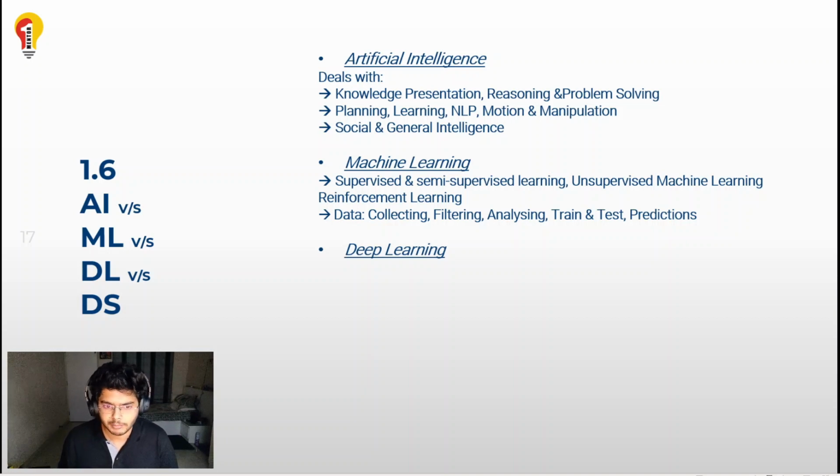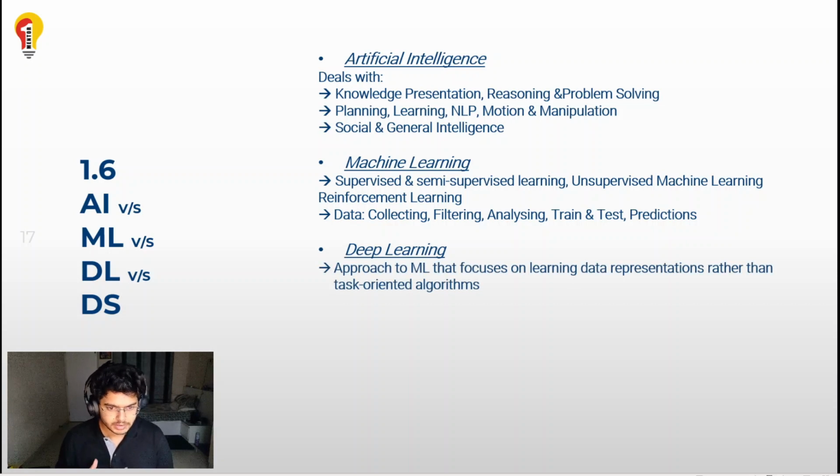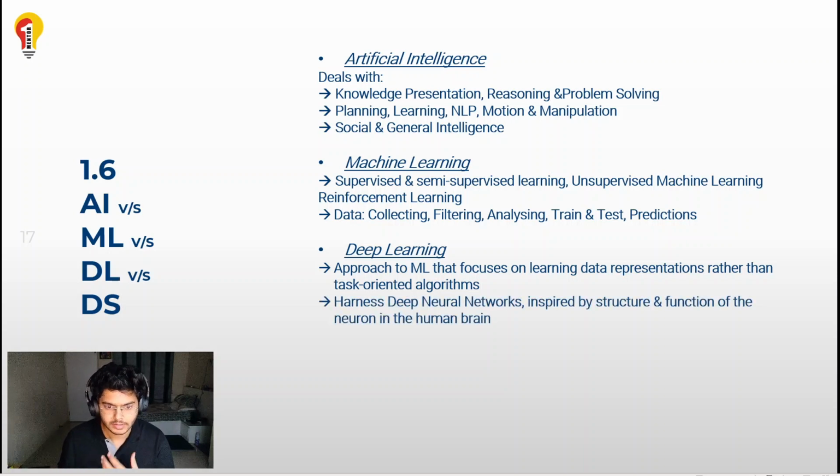Okay, the next is deep learning. Deep learning is an approach to machine learning that mainly focuses on learning data representations rather than task-oriented algorithms. It is focused on learning rather than doing a specific task. If presented with a series of data, it tries to interpret the data and represent what it has learned from it, rather than completing the task the data was made for. To do this, it harnesses deep neural networks, which are inspired by the structure and function of the neurons in the human brain.